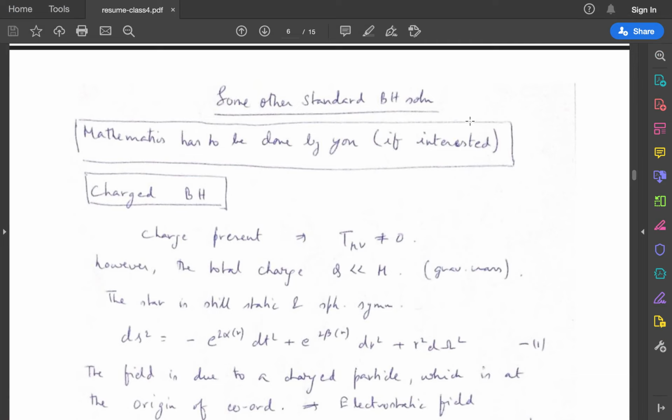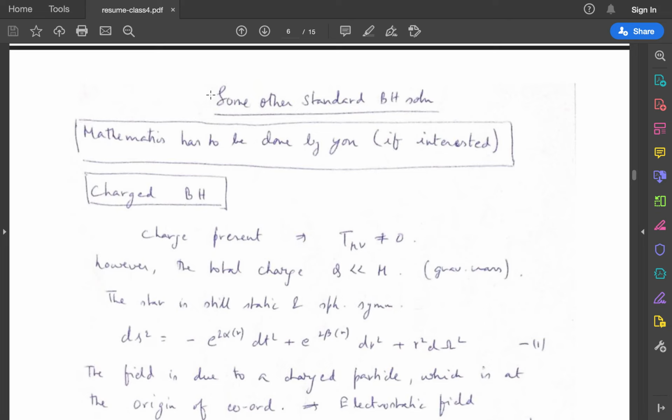So, some other standard black hole solutions. Till now we have seen the standard solution of a black hole, which is given by the Schwarzschild metric, a static spherically symmetric solution of the Einstein equation in free space. And in today's first lecture we have seen the static spherically symmetric solution of the Einstein equation in the presence of matter. That gives us the solution of relativistic stars.